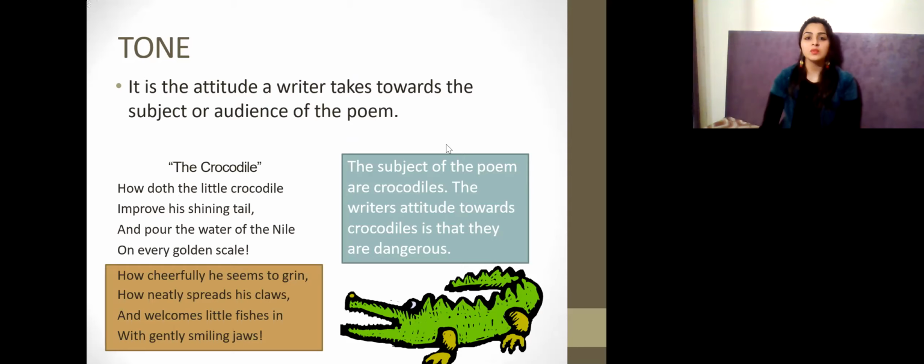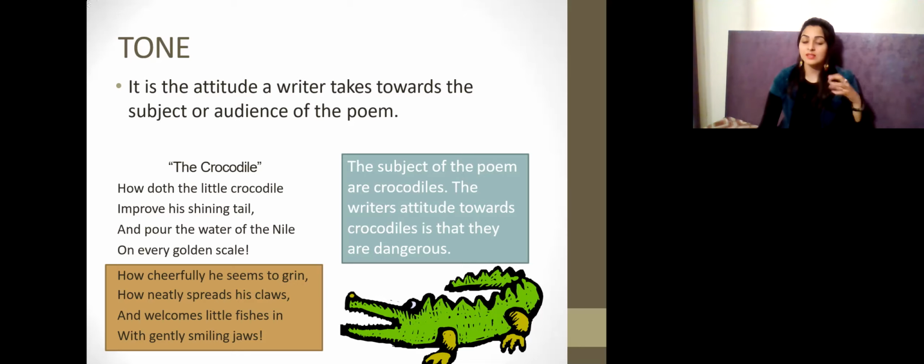It is the attitude a writer takes towards the subject or audience of the poem. For example, the crocodile. Here, the subject of the poem is the crocodile. The writer's attitude towards the crocodile is that they are dangerous. Here it is showing a feeling of danger in it, right?